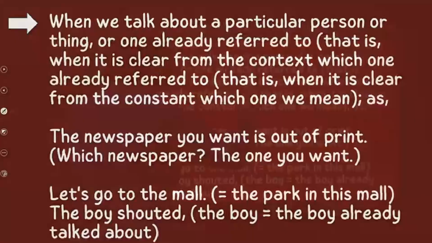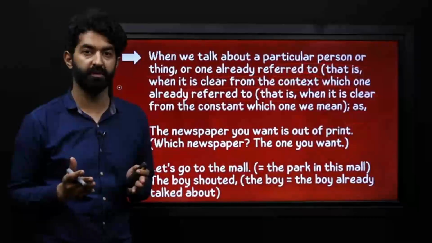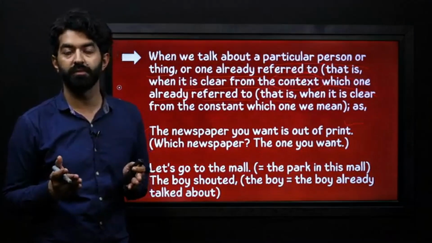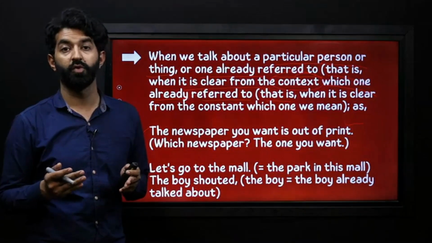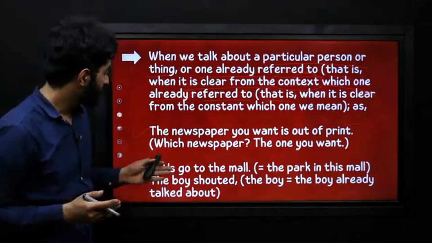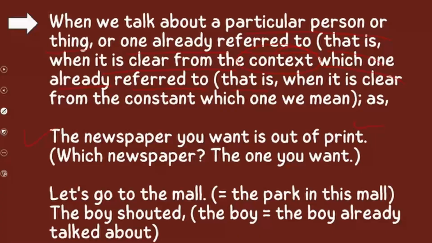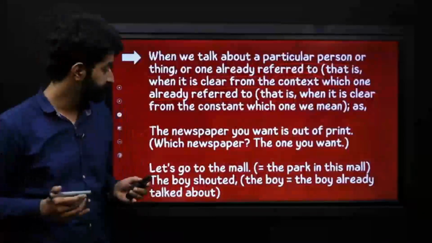Now when we talk about a particular person or thing, or one already referred to, that is when it is clear from the context which one is referred to. So let's see some examples. "The newspaper you want is out of print." Which newspaper? Any newspaper, or something specific, a newspaper of a specific media company or a specific date, or the one you borrowed? So we don't know. The context will tell us if the article used here is right or not.